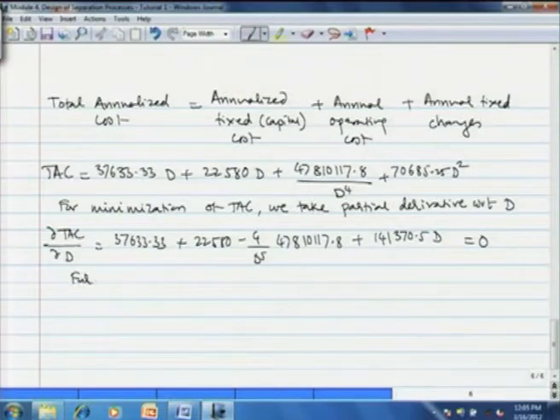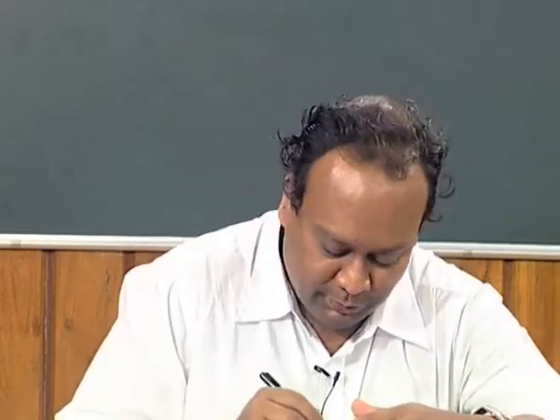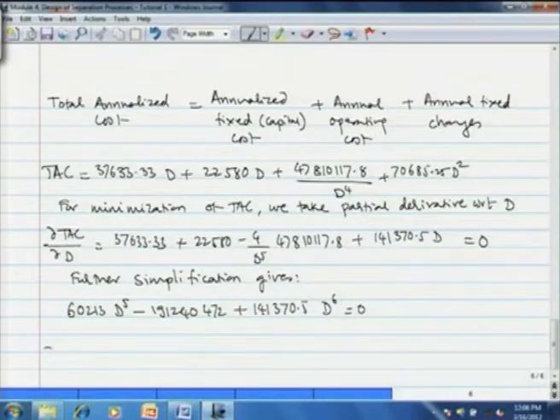Then further simplification gives 60213 D raised to 5 minus 191,240,472 plus 141,370.5 D to the power 6, that is equal to 0. Now we have basically a polynomial in terms of D. We have to find out its roots. So the best way is to use a numerical method. Okay, the simplest method is the Newton-Raphson method.